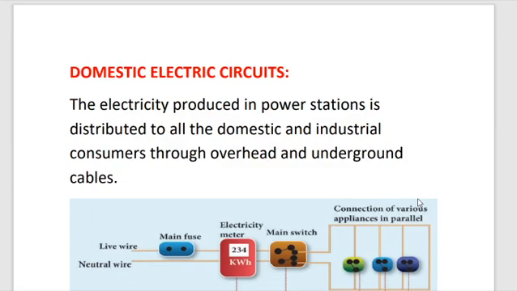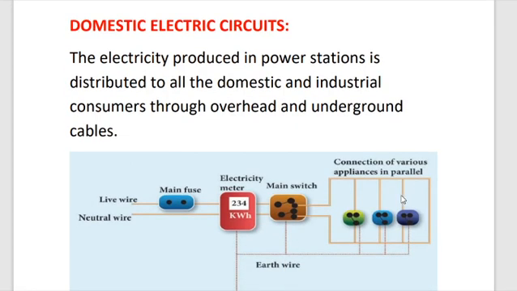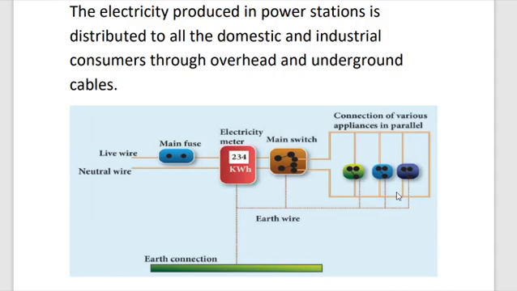The electricity produced in the power station is distributed to all the domestic and industrial consumers through overhead and underground cables. This diagram shows the general schematic of the domestic electric circuit. In our homes, electricity is distributed through the domestic electric circuits wired by the electricians. The first stage of the domestic circuit is to bring the power supply to a main box. See the diagram. So this is the main box.